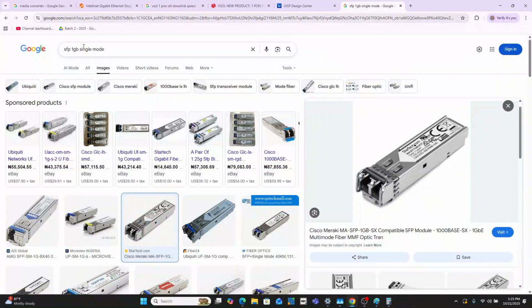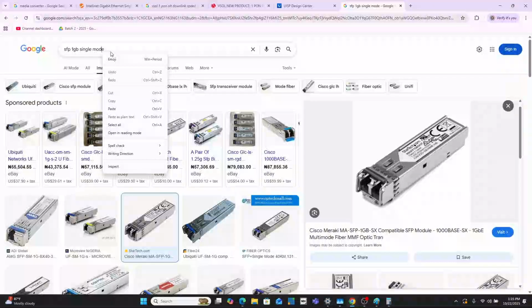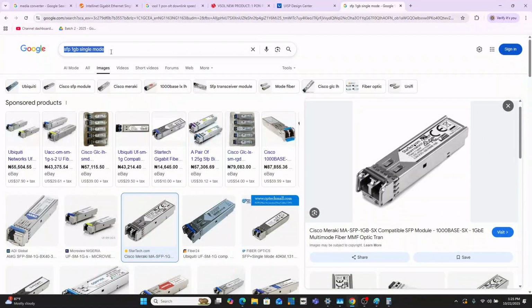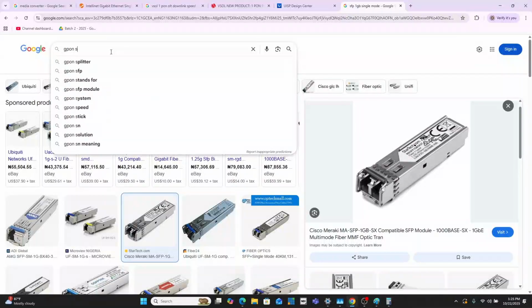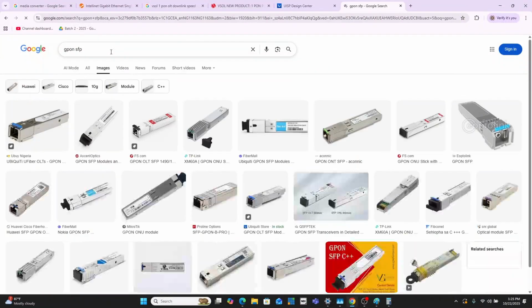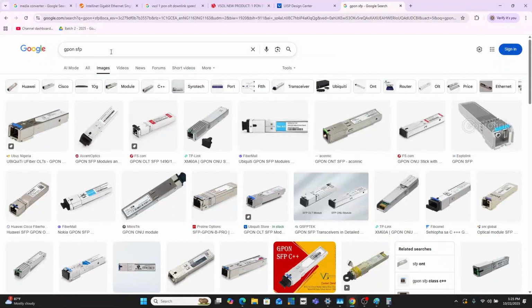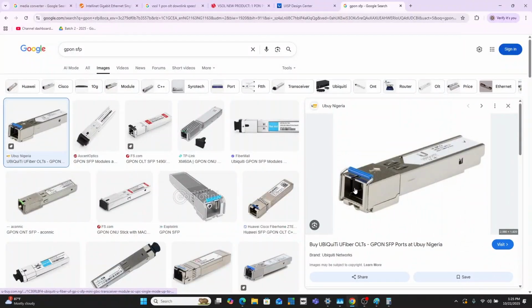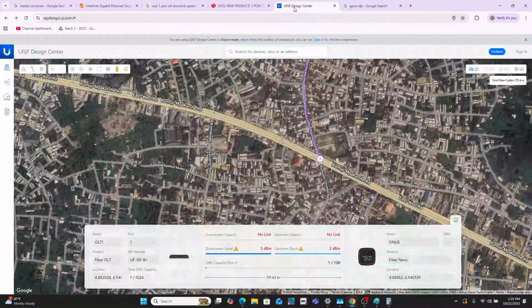Why an OLT SFP? The name is the GPON SFP. Now, if you notice, what can you see from the GPON SFP? It has only one port, isn't it? And it's made up of a square connector. In fact, this is made from Ubiquiti, which is the company that we're using for this practical now. So they have B plus and they have C plus.